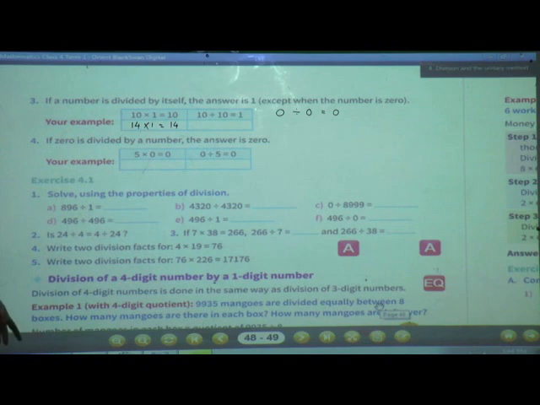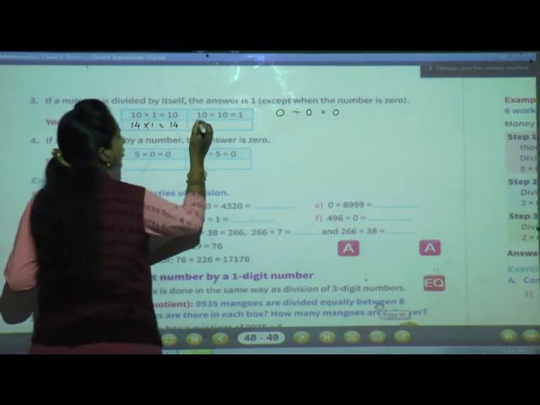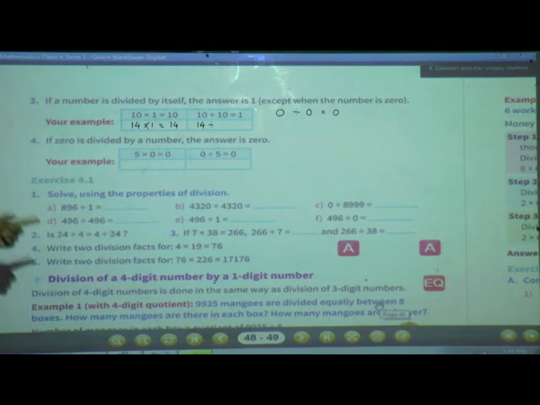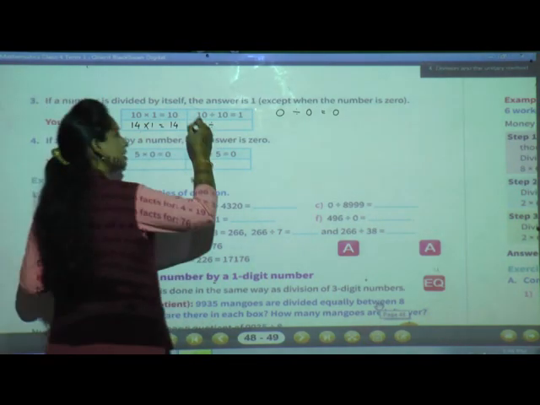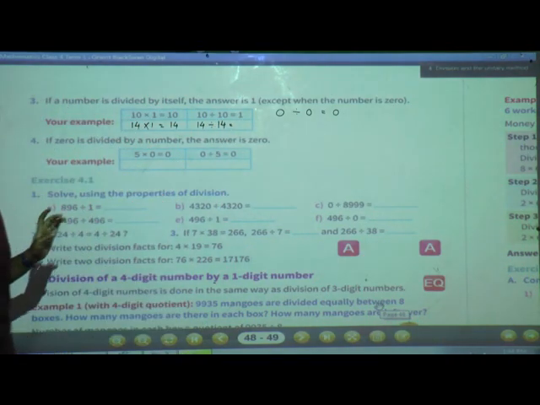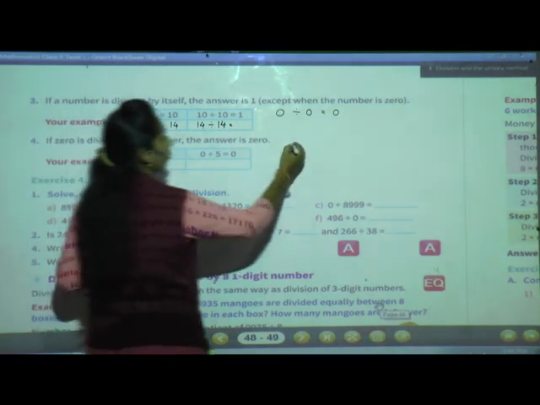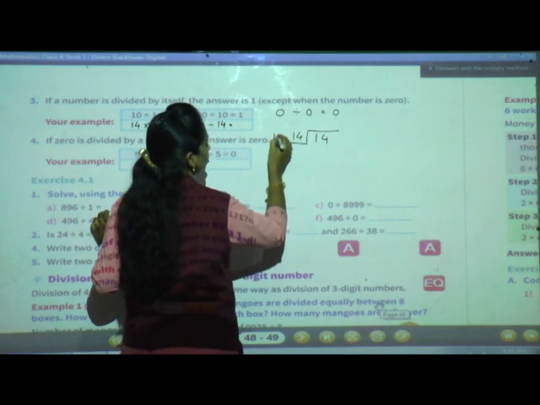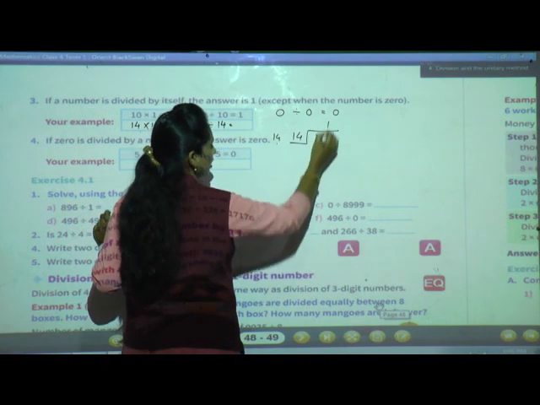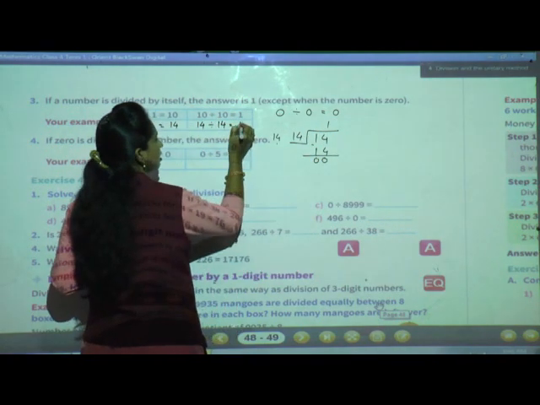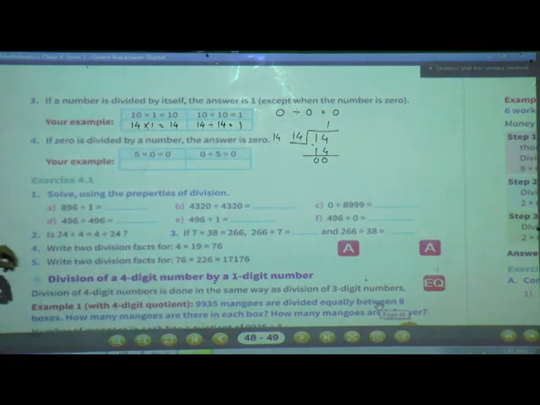And what about division? In division, if a number is divided by itself, itself means the same number, so what will I get? Answer 1. See how? We have to divide 14 by 14. So in the 14 table, 14 is there. Where is it? In the 1's place. Okay. So this is the answer 1. Got it? Clear? Third property.